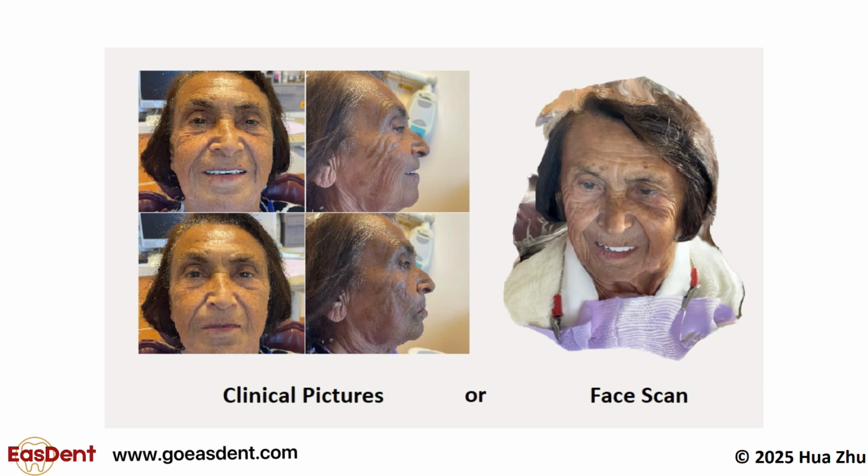Take front and profile photos or capture face scans of the patient smiling and at rest with Easdent impression in place. These records are essential for lab communication and help ensure accurate position of the midline, occlusal plane, and incisal edges.